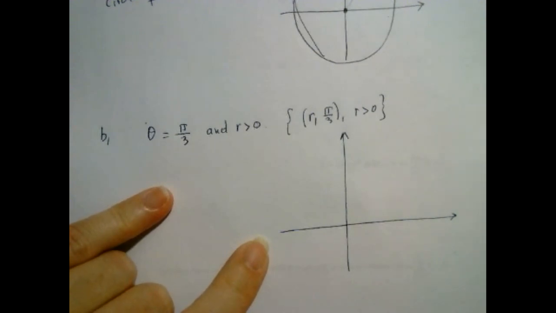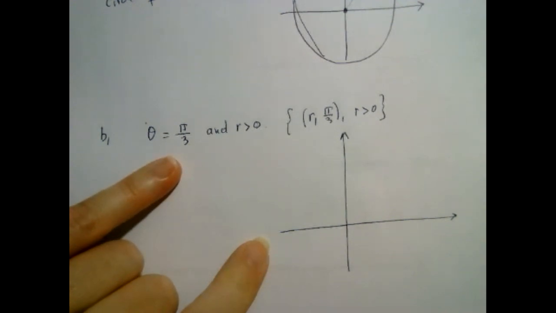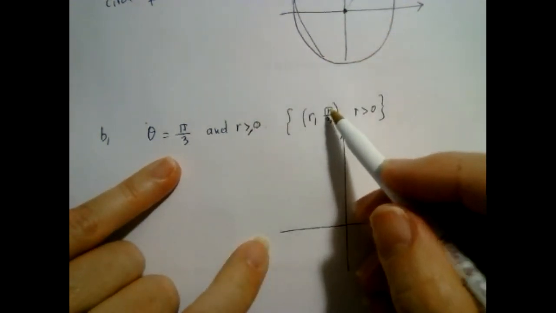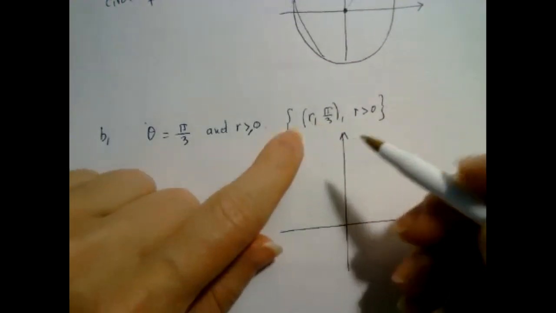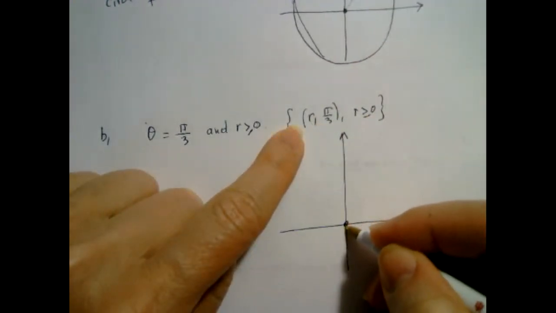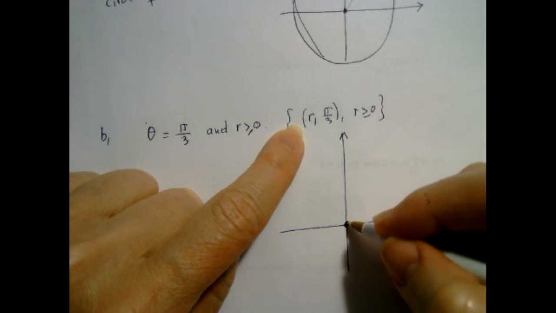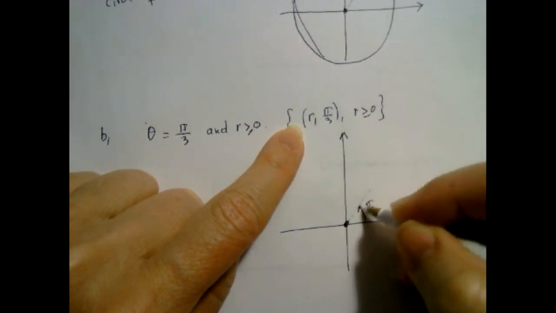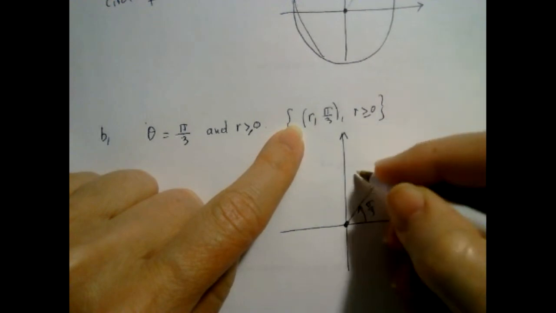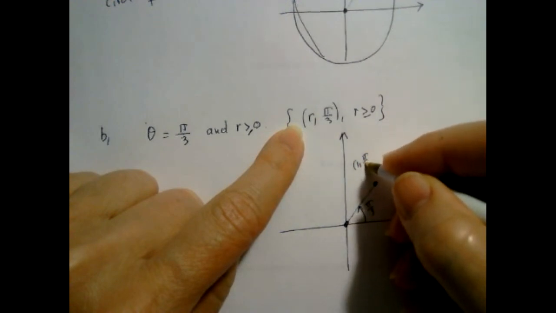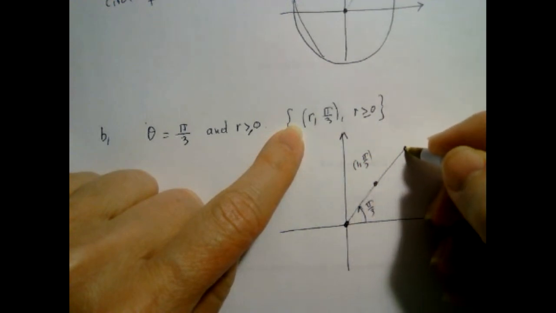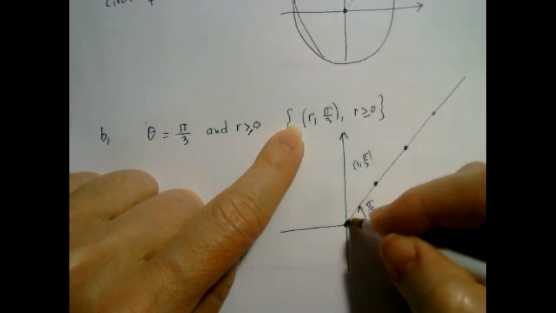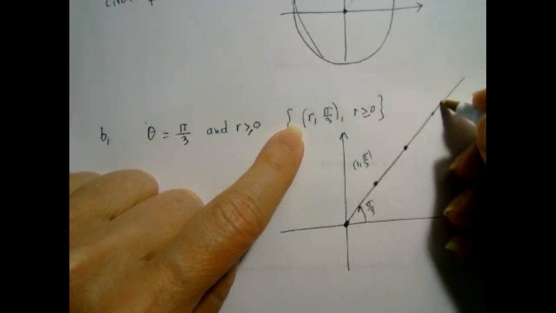We get a line. Let me take r positive. Yes, we get a line because for all the points the angle is pi over 3, but r can change. So if r is 0, I get this point. If r is 1, my angle is pi over 3, so here I'm getting the point (1, pi over 3). If I want 2, pi over 3, I get this point, then 3, pi over 3. So the angle is the same, but r can take any value. So I get this ray.